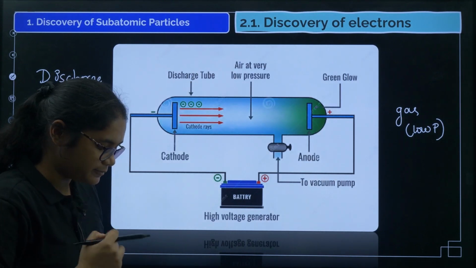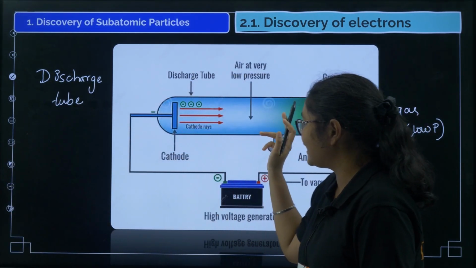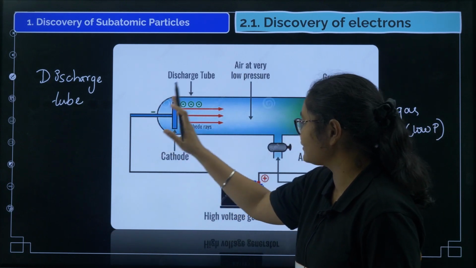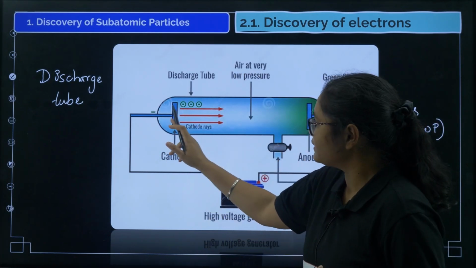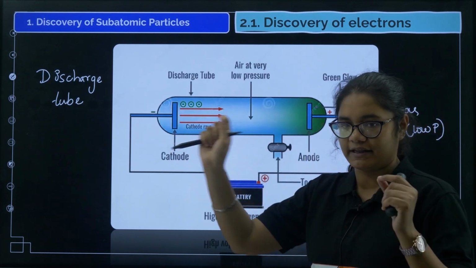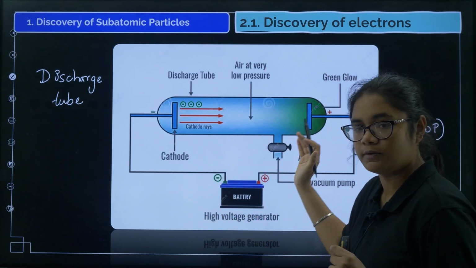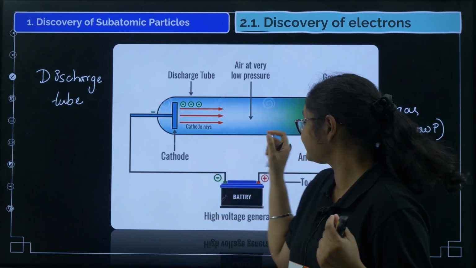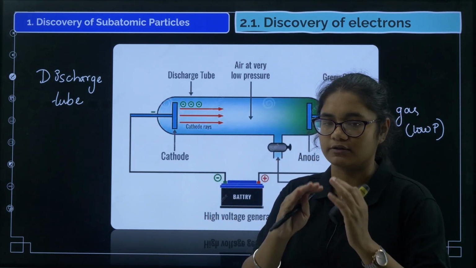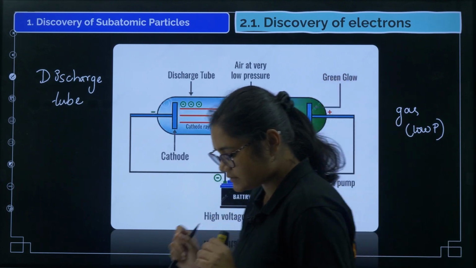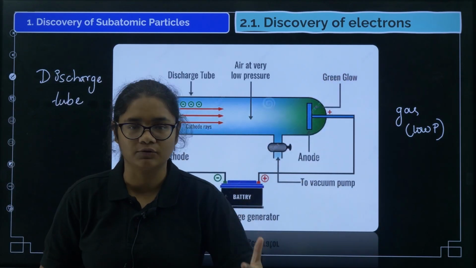So what did we observe? The first thing we observed is that some rays were passing from the cathode to the anode. We don't know what this is. But we could see some light, some rays passing through it, and when it was hitting this side of the glass tube, we could see some glow on the glass tube. Based on that, we gave these rays the name cathode rays.